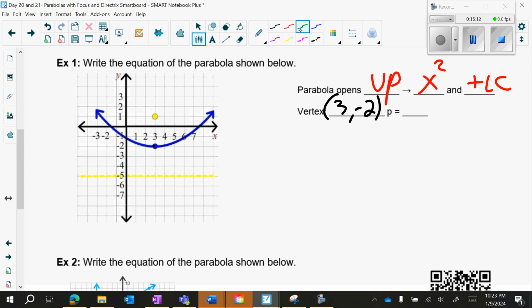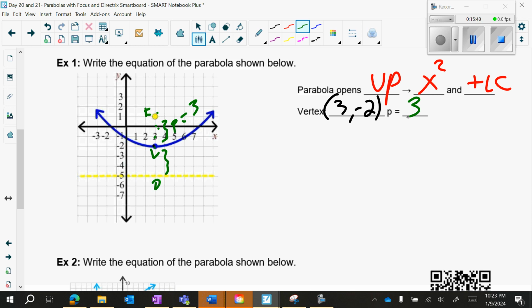So to get the value of p, you're going to count how many units up or down from the vertex to the focus or from the vertex to the directrix. And it should be equidistant. So it should be the same number of units if you go up from the vertex to the focus or down from the vertex to the directrix. So let's do it. 1, 2, 3, p equals 3. So write down p equals 3. Okay? The whole distance from the focus to the directrix is 6, so half of 6 is 3.